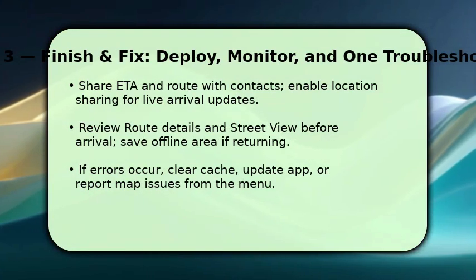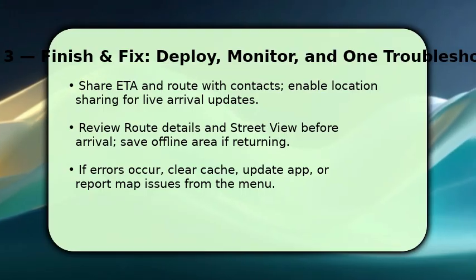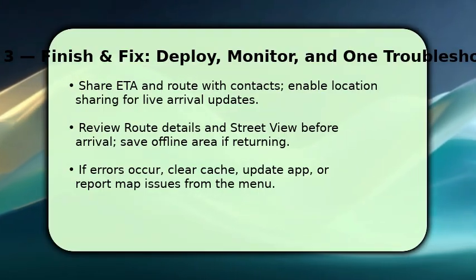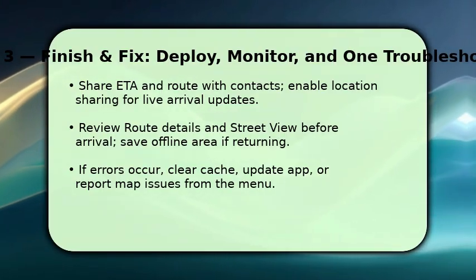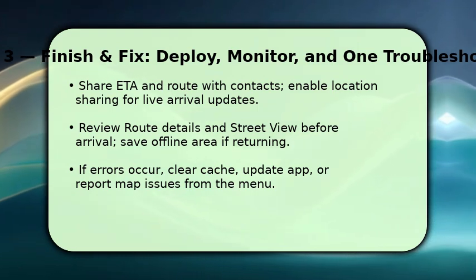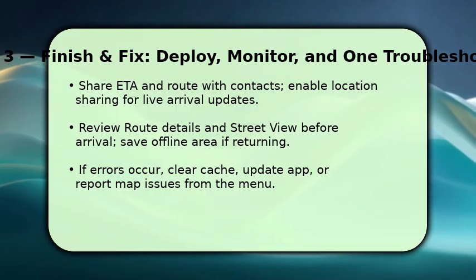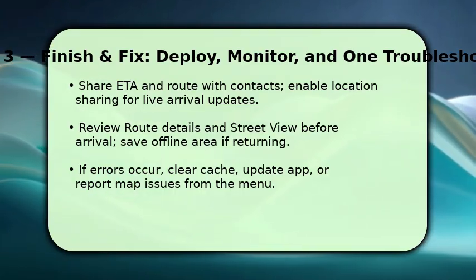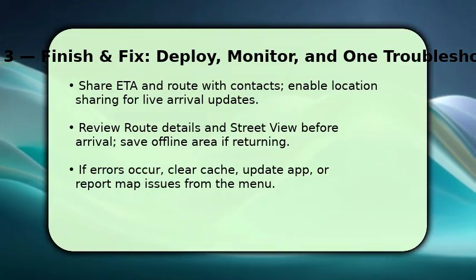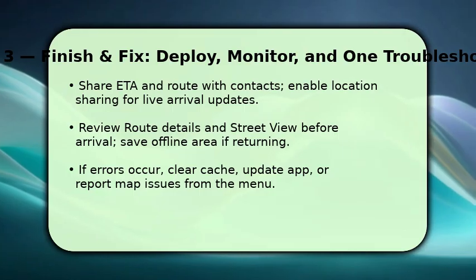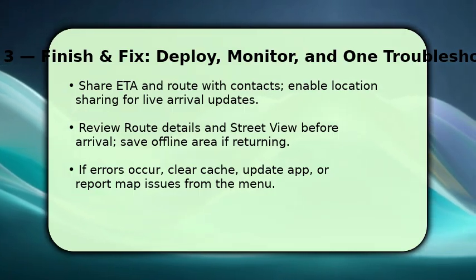You complete the trip by sharing your ETA and current route with contacts so others can track progress. This is useful for meetups or deliveries. Before arrival, scan route details and Street View to confirm the drop-off spot and parking options, and save the area offline if you'll return. If something goes wrong, like pins misplaced or wrong ETA, first update the app and clear the cache.